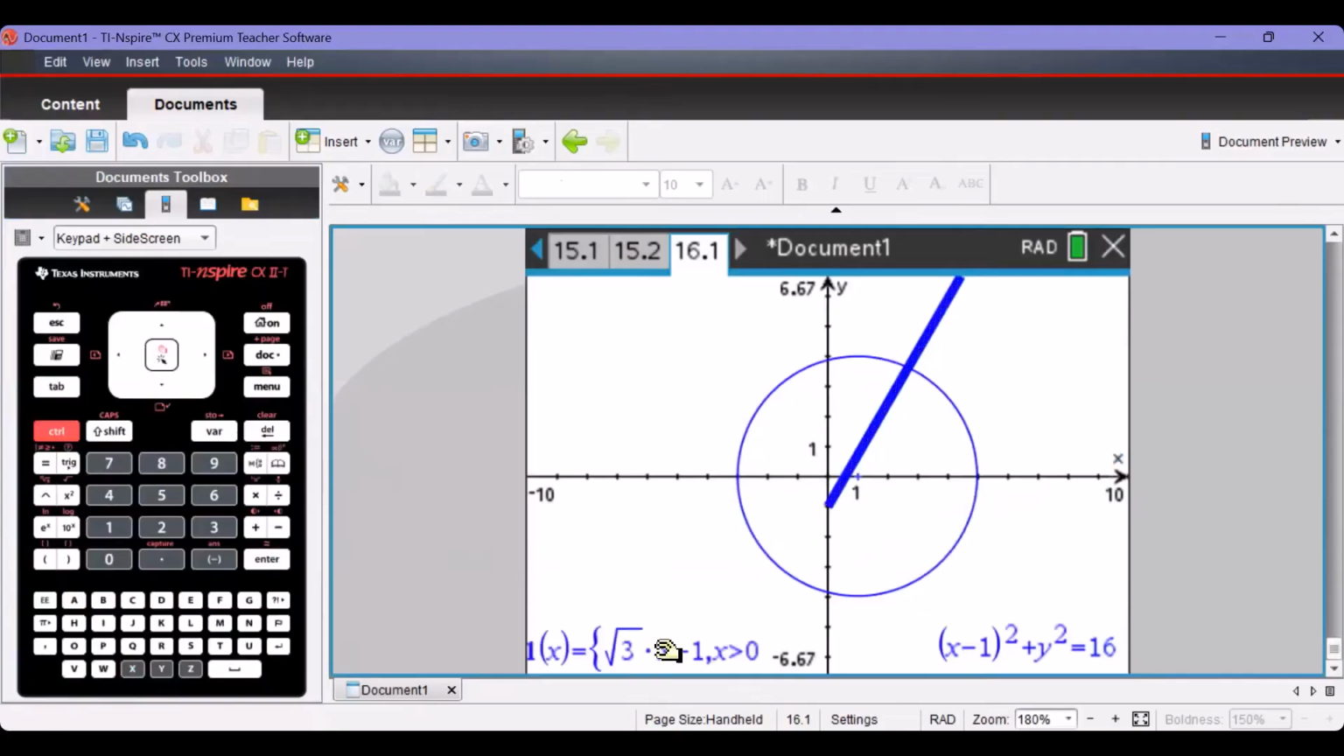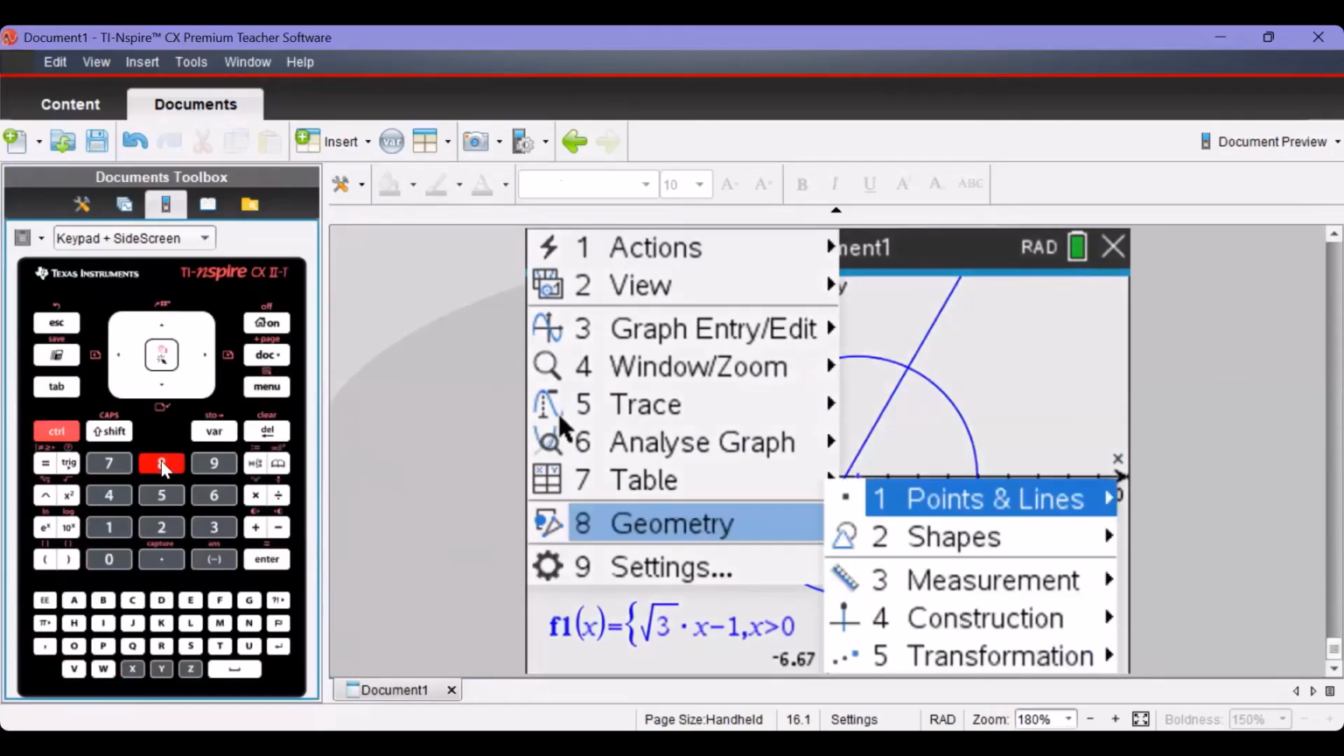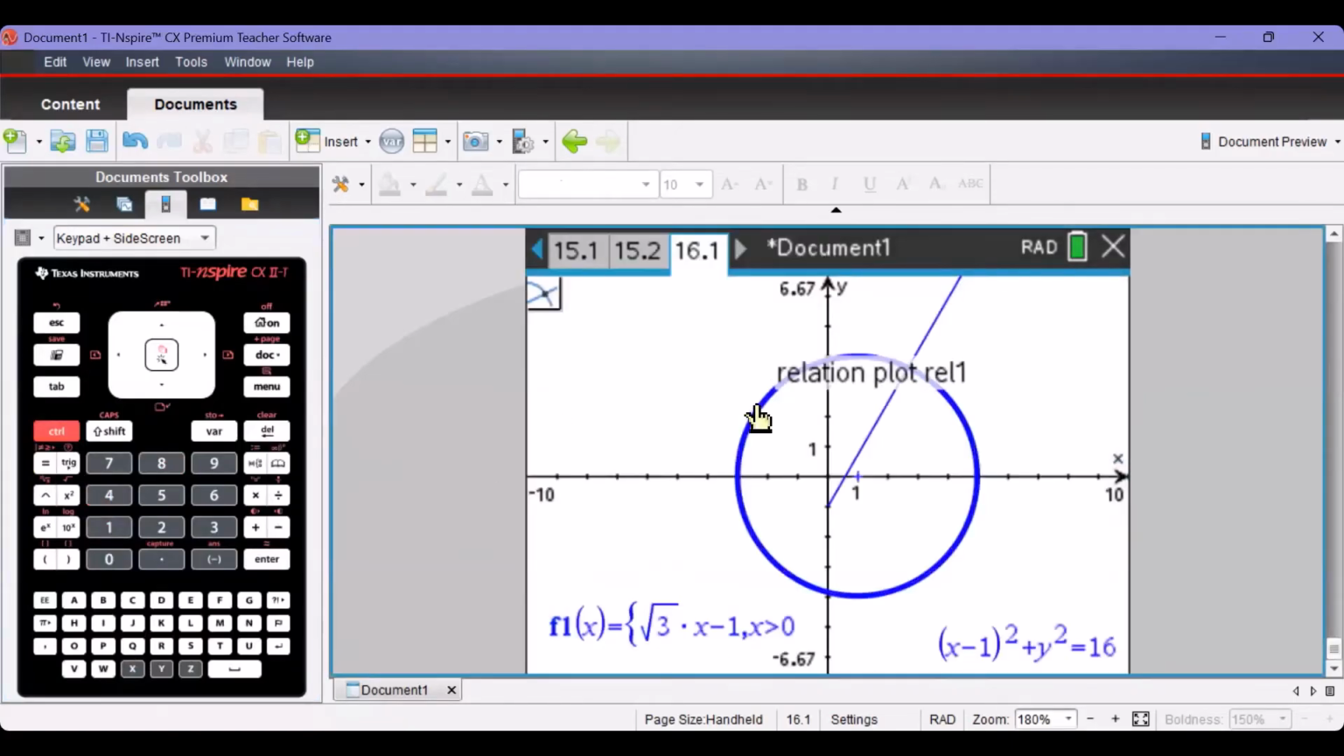Okay, so what we see there is we've got a point of intersection in the first quadrant, so we need to find the coordinates of that. So what we do is press menu, 8 for geometry, 1 or enter for points and lines, 4 for intersection points, and then click on the first graph, click on the second graph, press escape, and so that's our point of intersection. And so the complex number where S and T intersect, correct to 2 decimal places, is 2.67 + 3.63i.